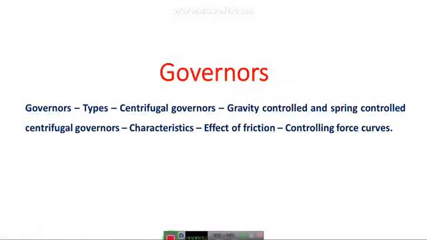Today we are going to discuss governors and their working principle. While seeing the syllabus, we have different types of governors, like the centrifugal governor, gravity controlled governor, and spring controlled governor, and their characteristics. We are going to discuss these in today's topic.